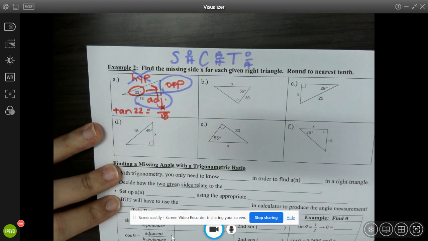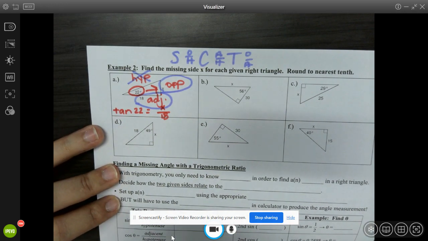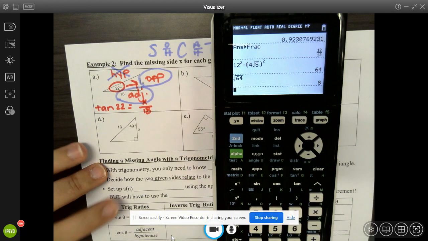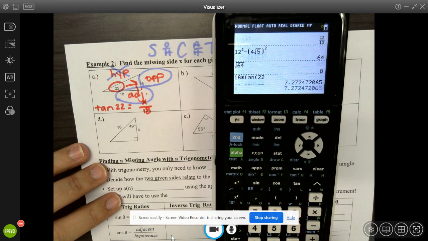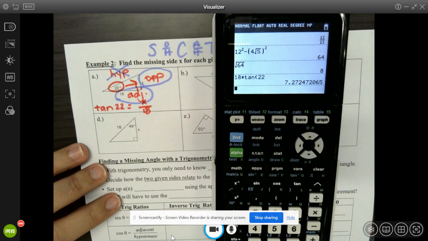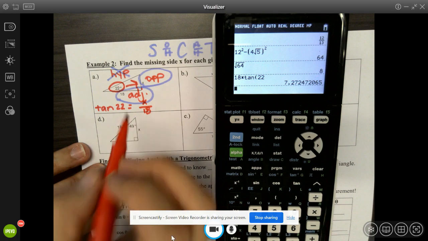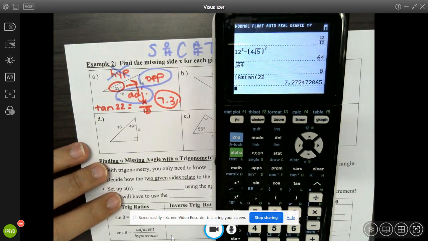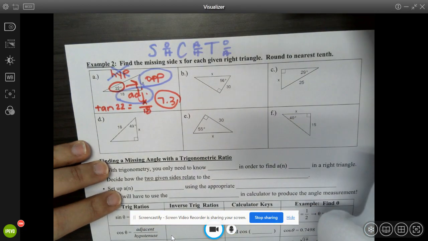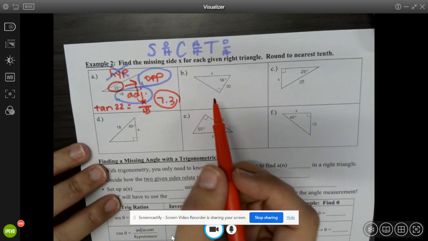All right, and then using what we said on the front, since X is on top, that means we're going to multiply. So we would multiply 18 times tangent of 22, and we would get 7.3 since they said round to the nearest tenth. So that's how long that missing side is. Okay, let's do one more.